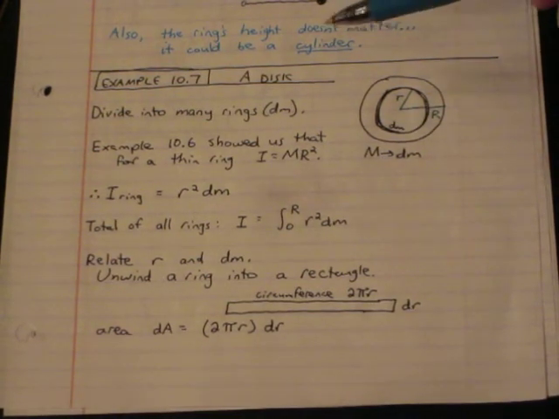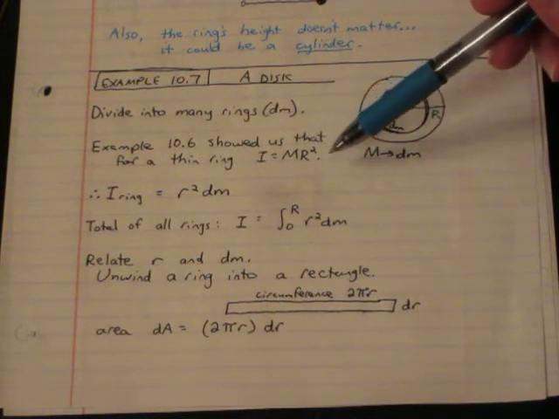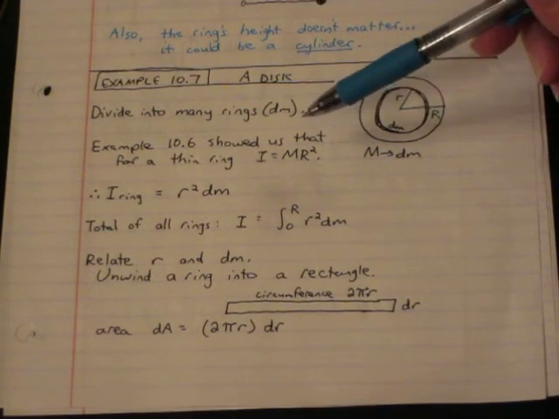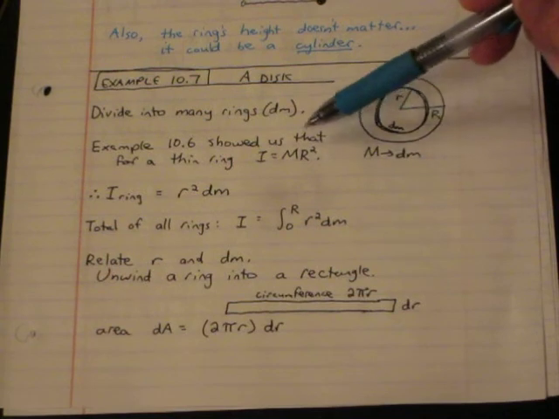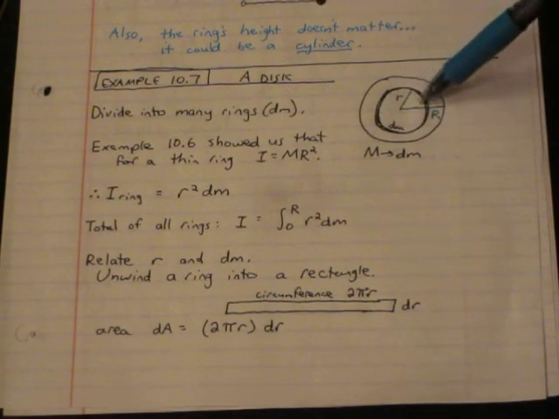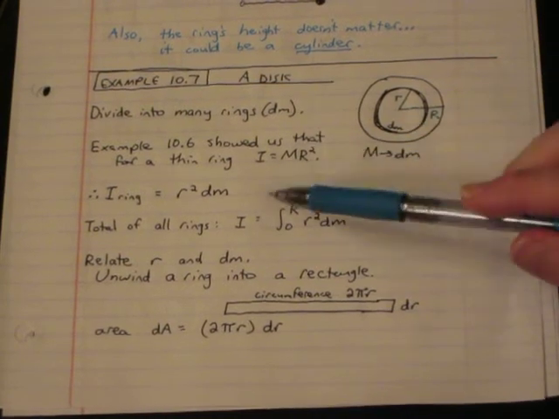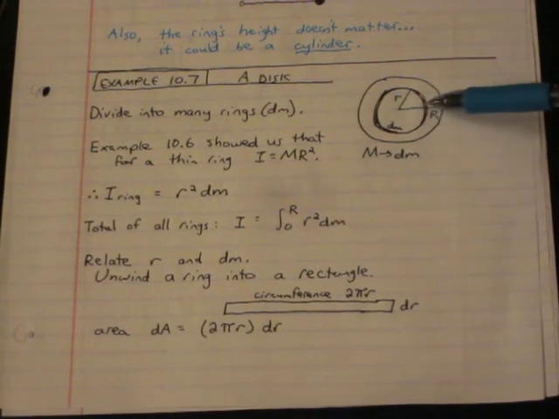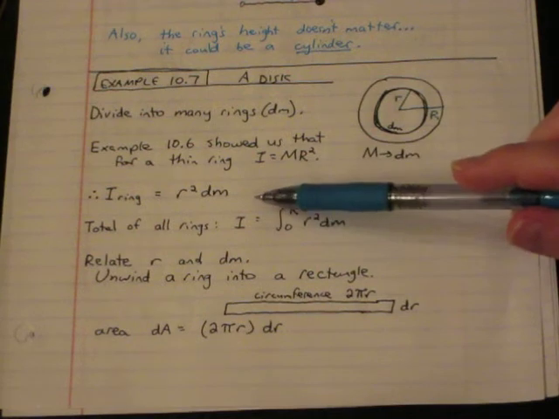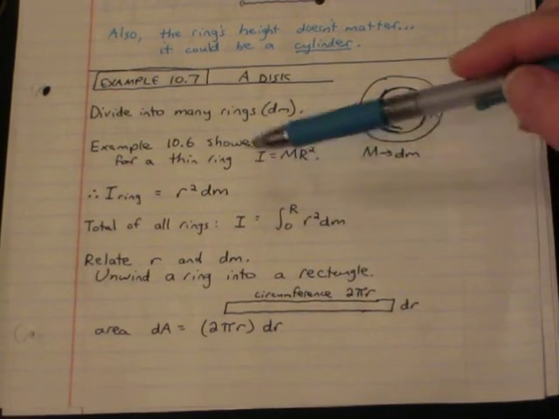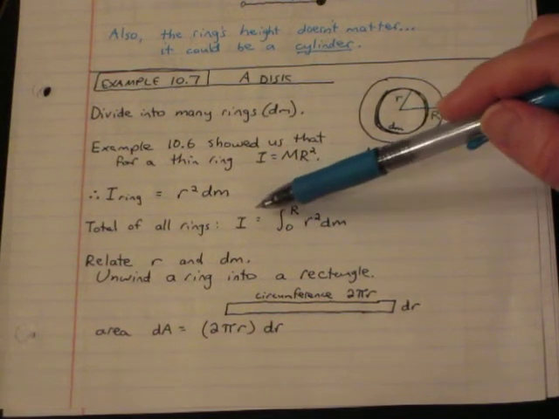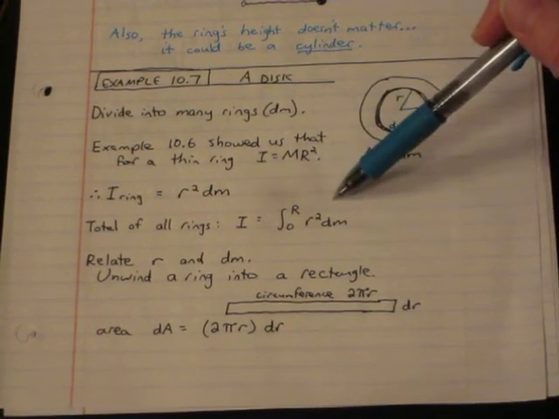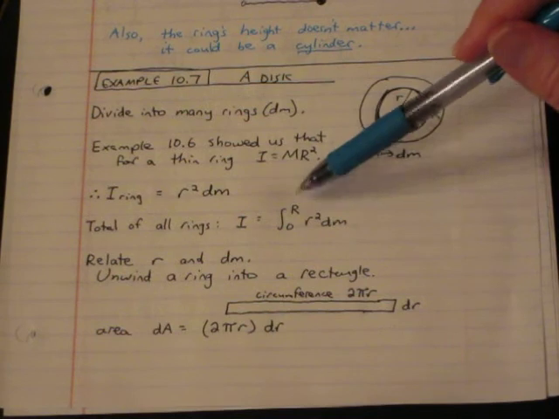Now in example 10.6, we learned that for a thin ring, the moment of inertia is mr squared, and we're going to use that result, so we don't have to repeat that work. However, where it was the big M for a ring, now each of those rings just has a mass of little dm. So the moment of inertia of each ring is r squared, that's little r squared because they're all different distances from the center, times dm. The total of all the rings is the sum of all the r squared dm, and a sum is an integral, so it's the integral of r squared dm from 0 to R.